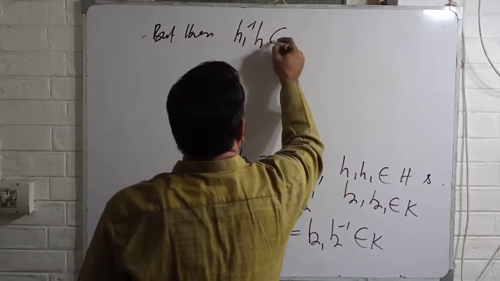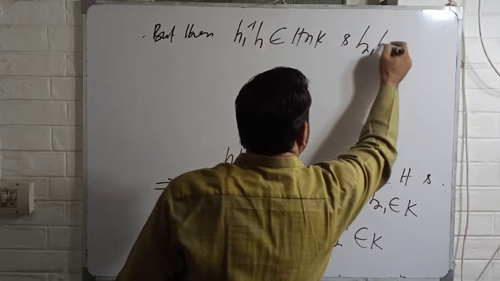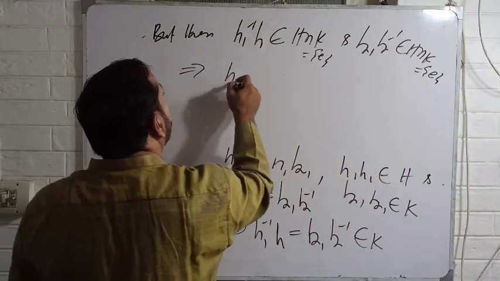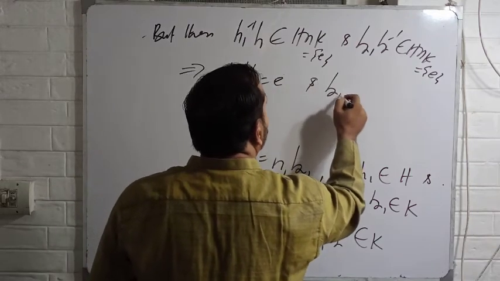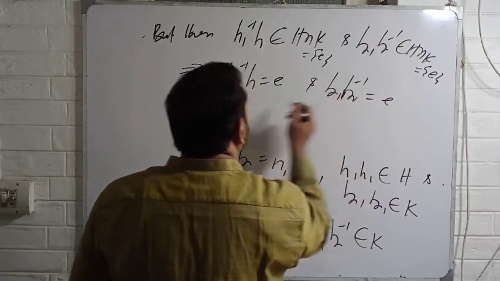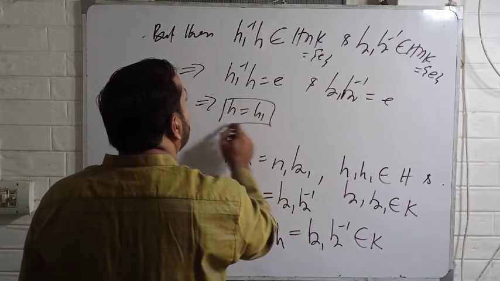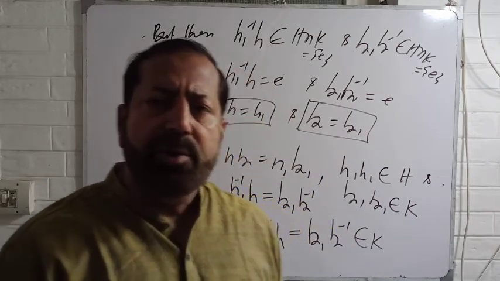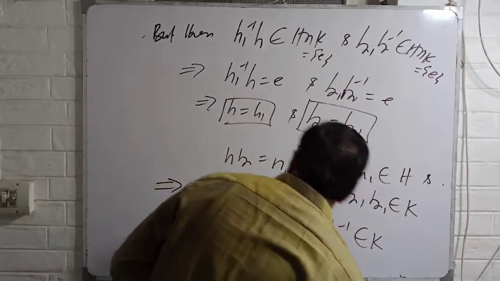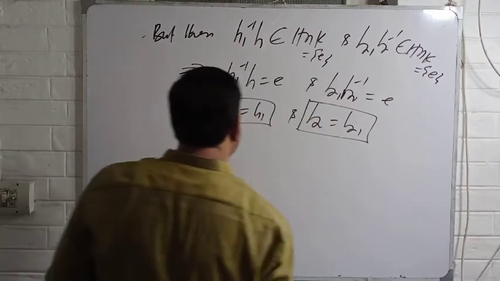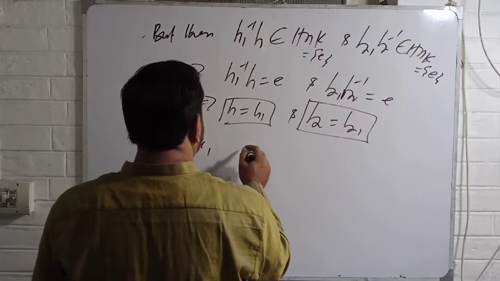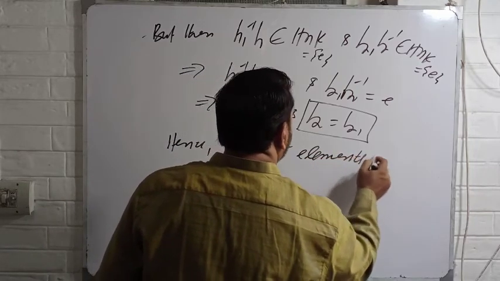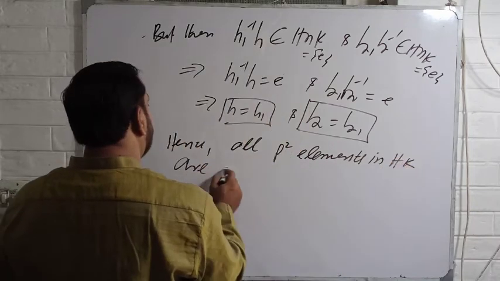But then, H1 inverse H belongs to H intersection K, and K1, K inverse belongs to H intersection K, which is identity. So this implies H1 inverse H is equal to E, and K1, K inverse is equal to E. So this implies H is equal to H1, and K is equal to K1. Hence, all the P square elements in HK are distinct.